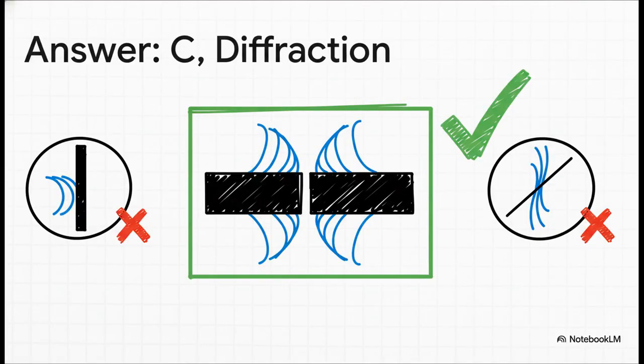And the correct answer is C, diffraction. That key phrase, move around obstructions, is the exact definition of diffraction. Remember, reflection is bouncing off, and refraction is bending as it passes into a new medium. Diffraction is the one that wraps around an obstacle.